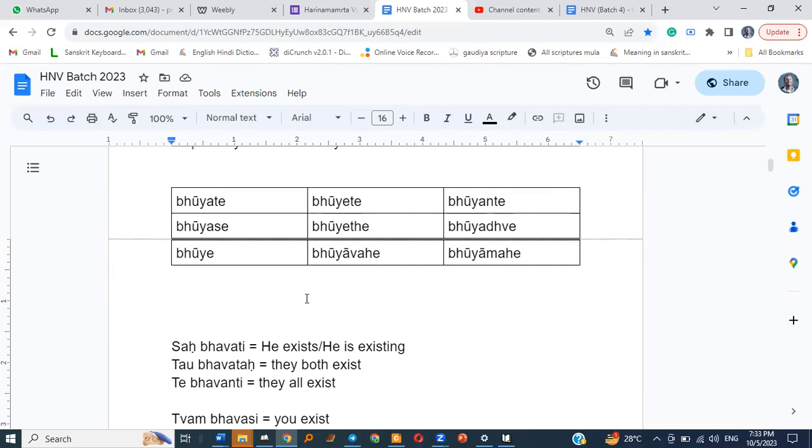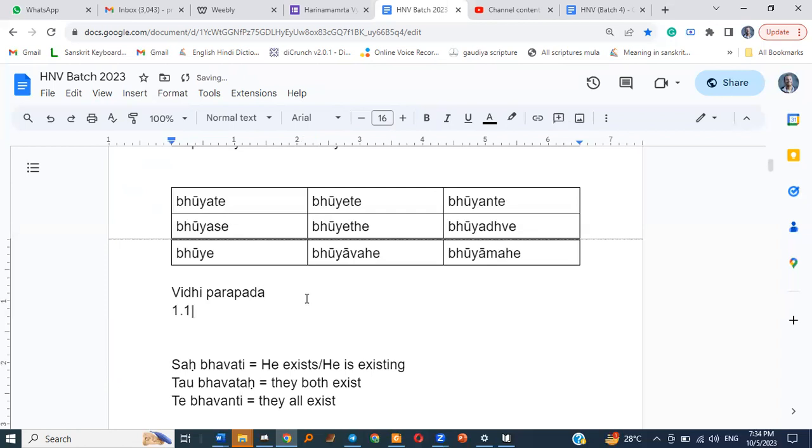Then moving ahead with the Vidhi Pratyayas, Vidhi Parapada. Now, Bhu dhatu, and the first pratyaya is Yat. Shab is inserted for Krishna dhatu, A remains, and Dhaturantasya Govinda pratyaye, O becomes Av.